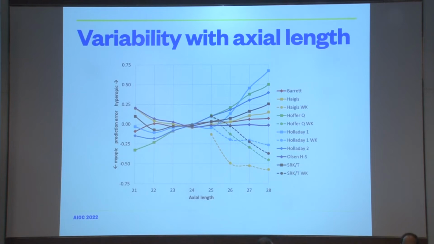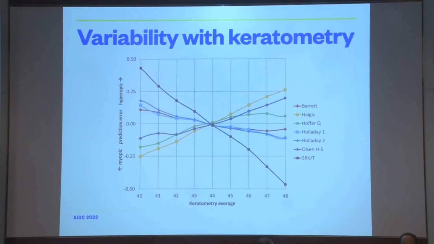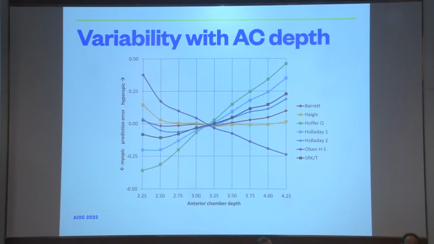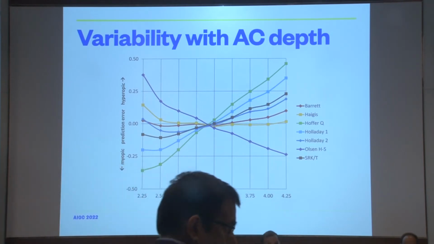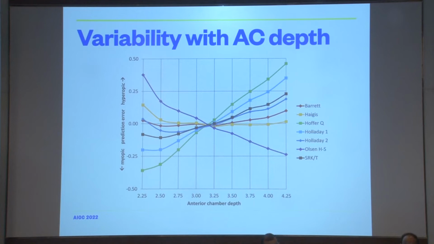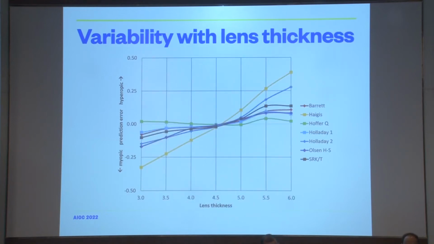But somehow with the Wang modification, they found out that it didn't really serve very well in the longer axial lengths. With K readings also, they did study that. And again, it showed that the Holladay and the Barrett were quite repeatable across the board with the keratometry readings. As well as with AC depth, again the Barrett and the Haigis fared very well. Somehow the Olson didn't do very well with the AC depth. And they studied the lens thickness. More or less, almost all the formulae were comparable except for the Haigis formula.